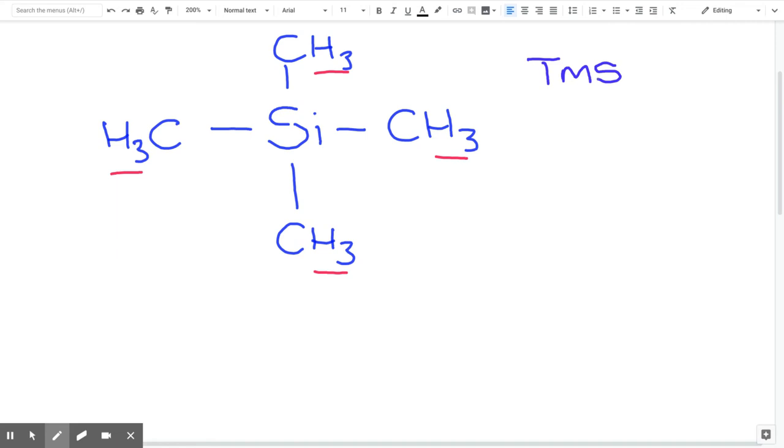Once you've done your sample, TMS has a relatively low boiling point, so you can take it away from your sample so you don't contaminate your sample should you need to use it later. In generating the spectrum of your organic molecule, that organic molecule would have to be dissolved in a solvent.